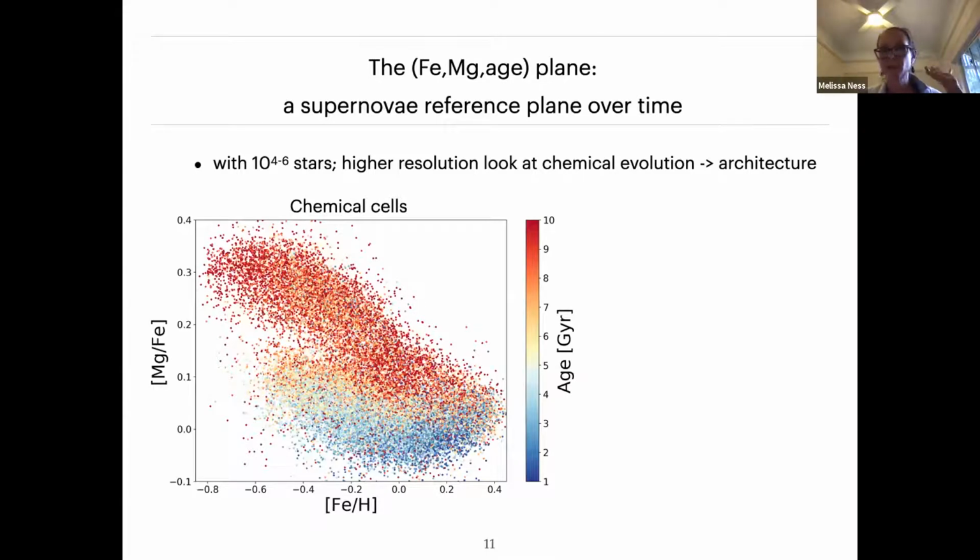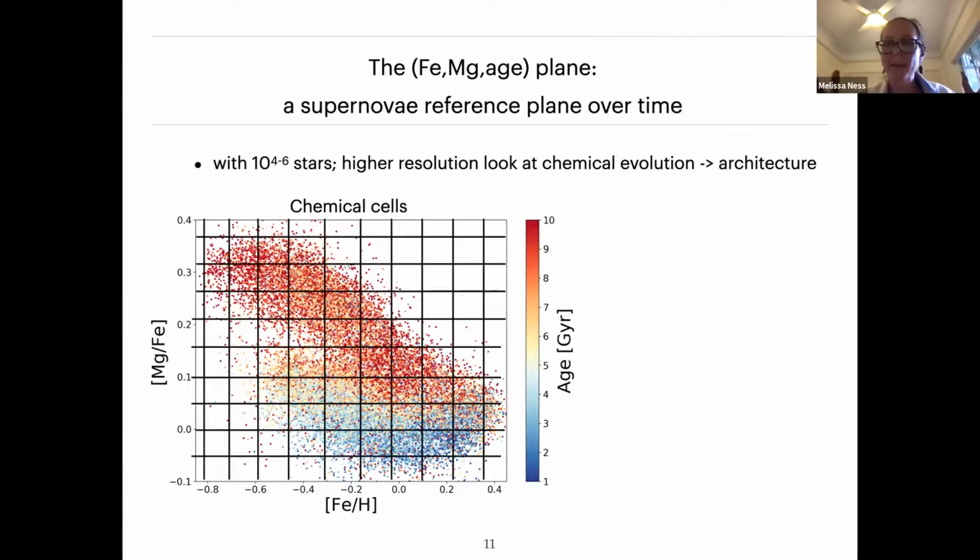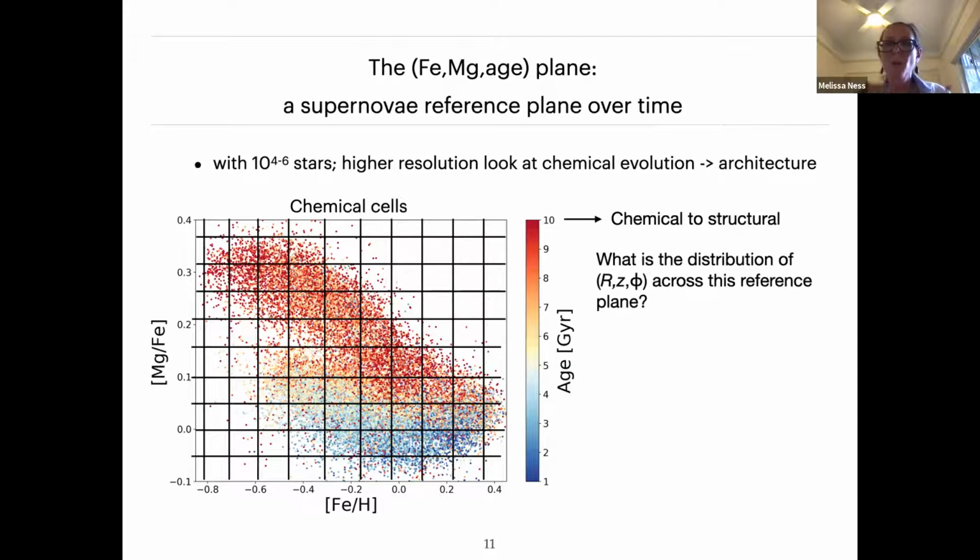So what I'm going to do is just throw down a grid across this chemical plane, and I'll call each of these little points in this grid a chemical cell. And I just want to query the data to say, what is the link between my chemical plane and my structural plane? You might ask, what is the distribution of the radius, the height from the plane, the orbits of stars within and between these chemical cells?